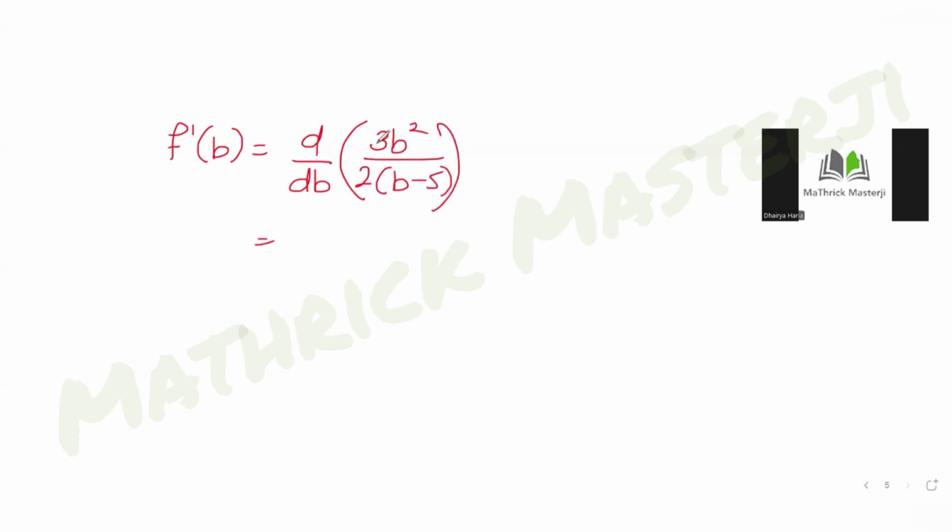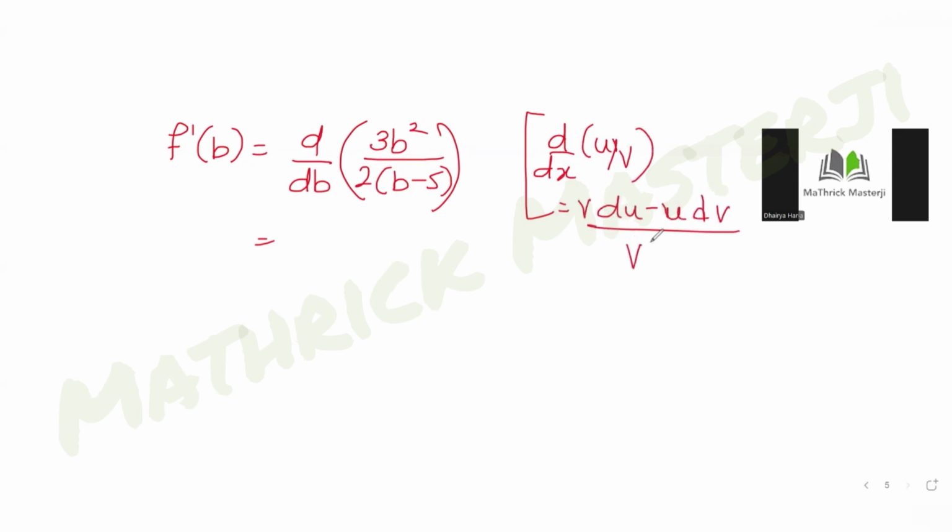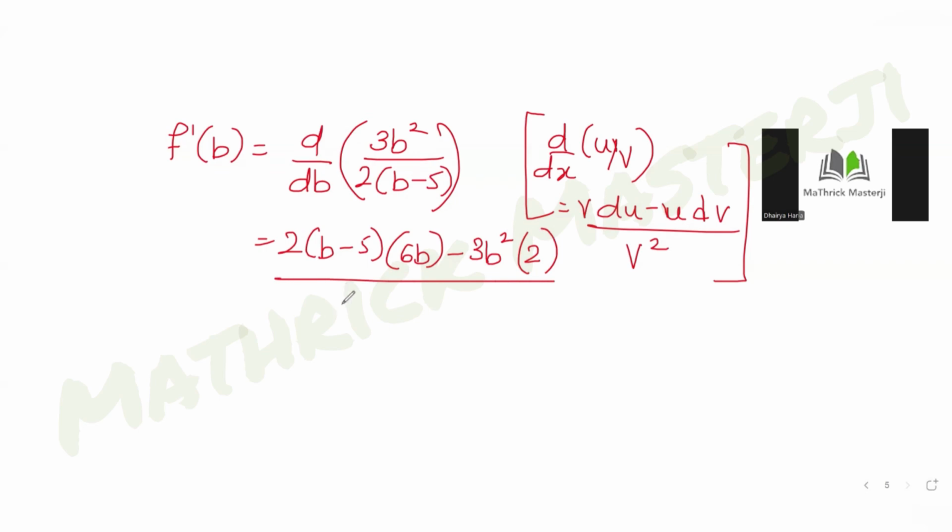If I use my idea of the derivative of a fraction with a numerator and denominator, we know the derivative of u over v is v into derivative of u minus u into derivative of v, over v squared. So I get v as it is. Derivative of u, I get 6b, u being 3b square. Derivative of v, I get 2 times, this becomes 1 and this becomes 0. So 2, divided by 2 times b minus 5, the whole square.